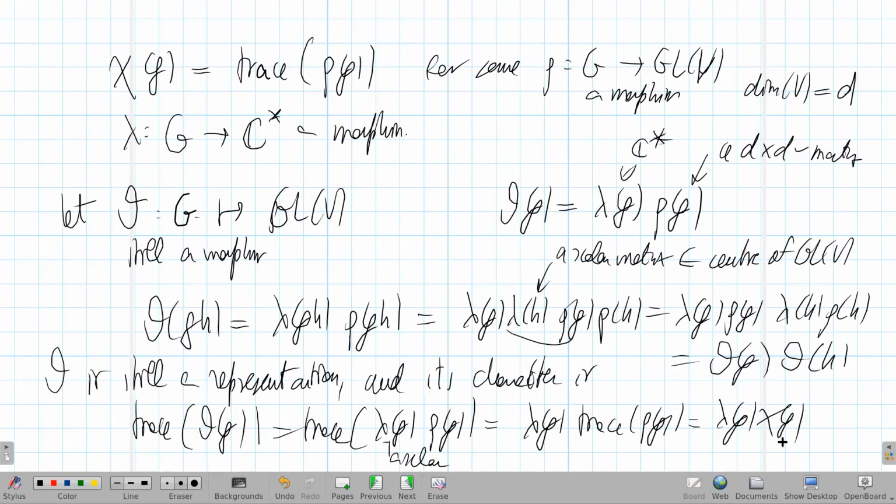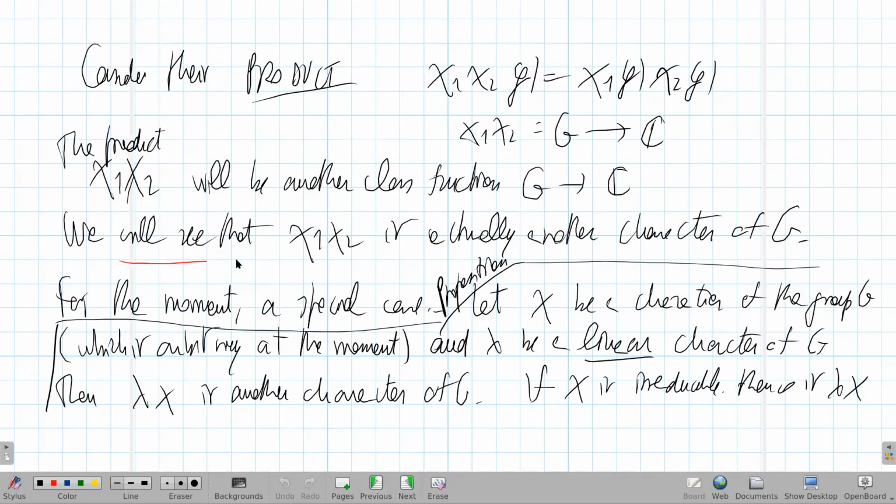Okay, so we found that this is also a character. So I proved a very special case of this more general fact, that if you take a character chi, any, and the linear character lambda of degree 1, then their product is another character, okay? In general, as I said, the product of two irreducible characters won't be irreducible, but here if chi is irreducible, then so is lambda chi, and we'll see it in two different ways.